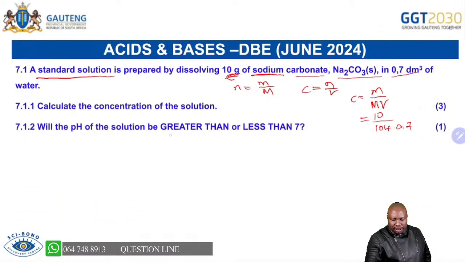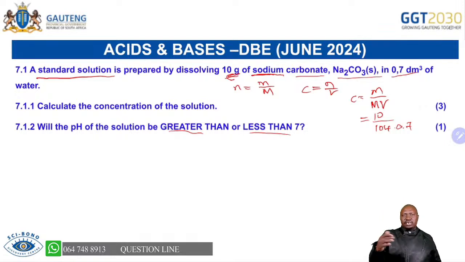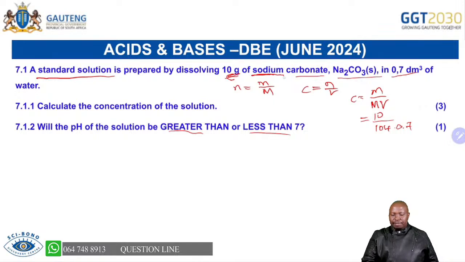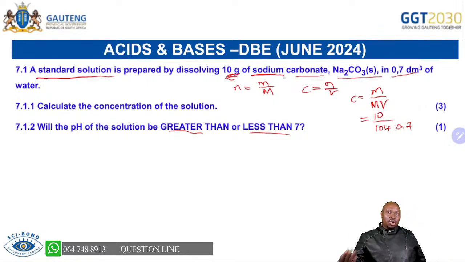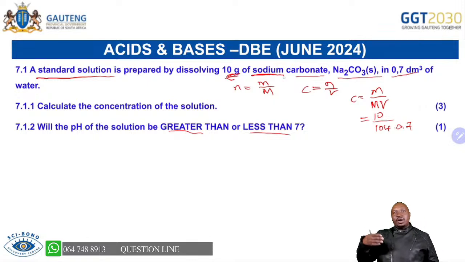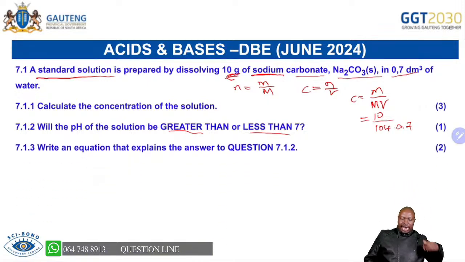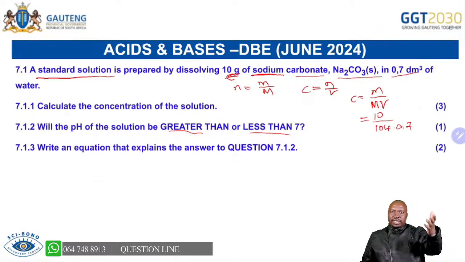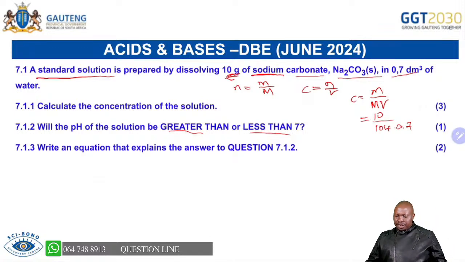Will the pH of the solution be greater than or less than 7? You can see this question is being asked many times, and we indicated that sodium is from sodium hydroxide, which makes this a salt of a strong base and a weak acid, which is a carbonate. And then we are able to know that this will be greater than 7. Now write the equation that explains the answer to question 7.1.2. So remember, when you are having a salt, you can put that salt in water. And what you are having here is a CO3. In real sense, remember the steps that we talked about.